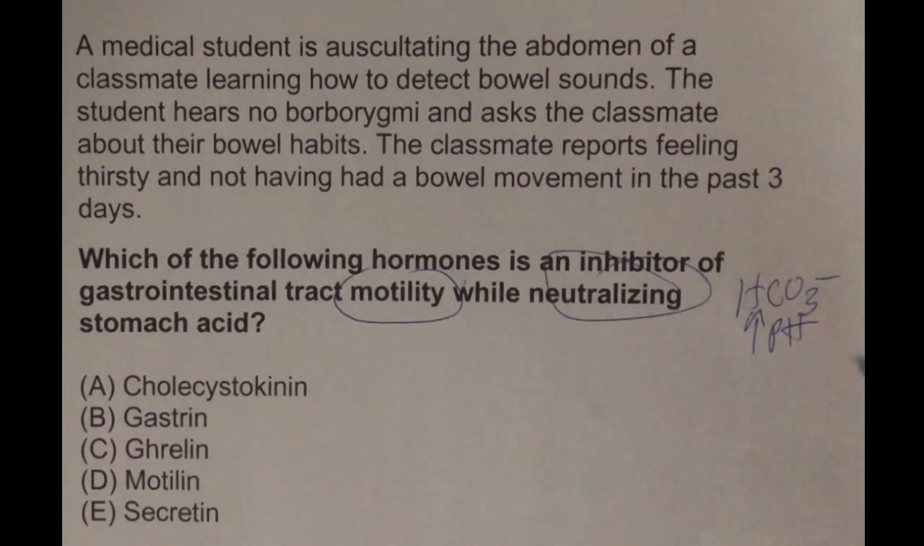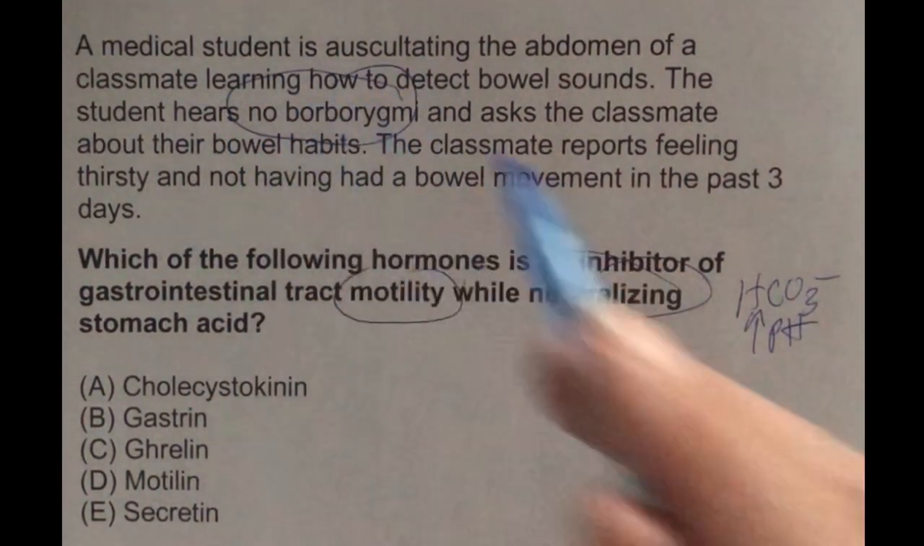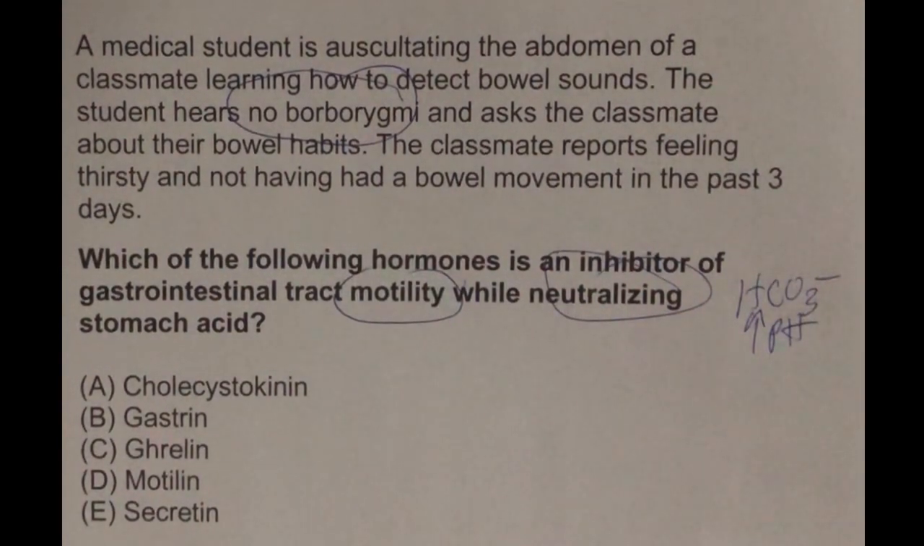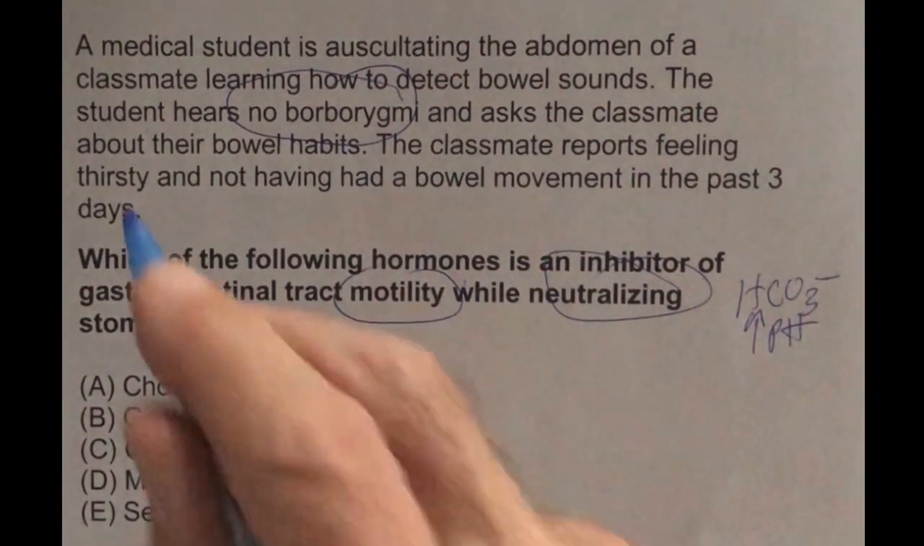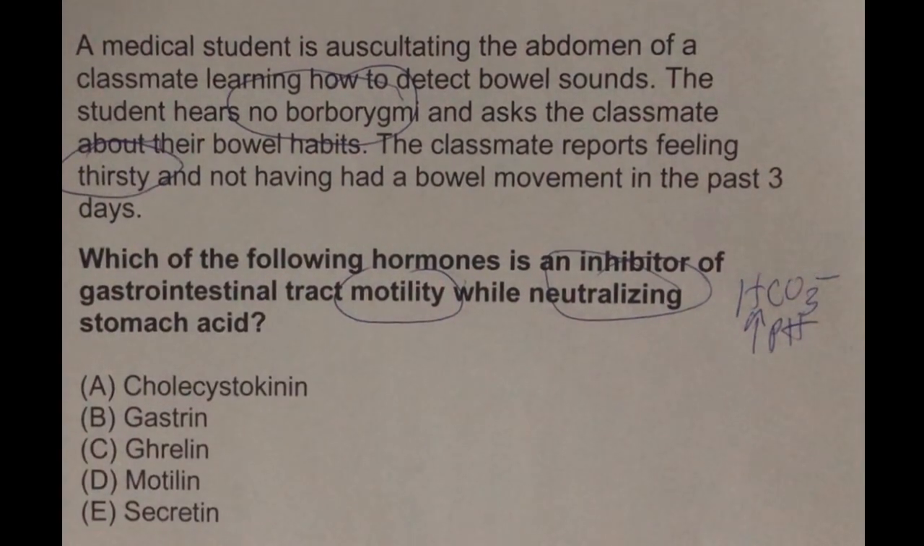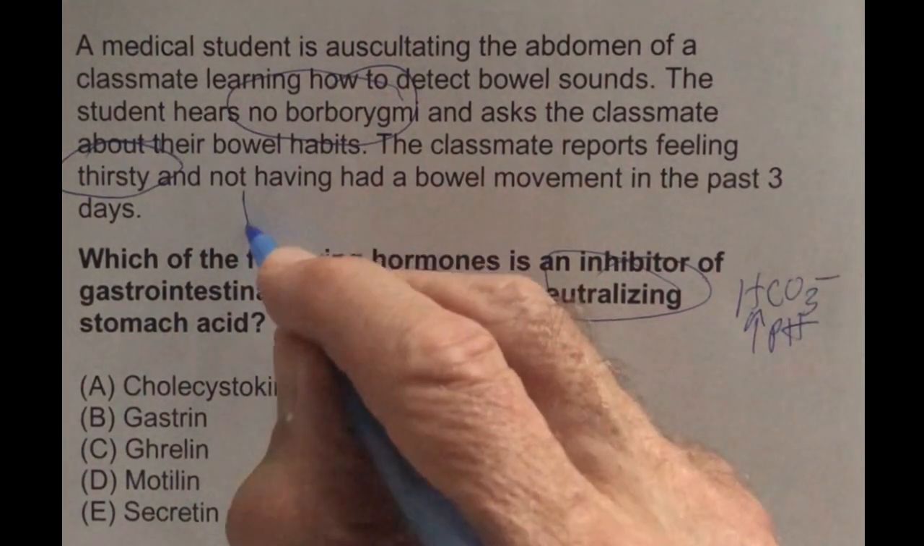Now, even though we may not need the vignette, let's see the connection between the vignette and the question. There are no borborygmi. That means there are no bowel sounds. The classmate is thirsty and hasn't had a bowel movement in the past 3 days. That certainly suggests what? Dehydration.